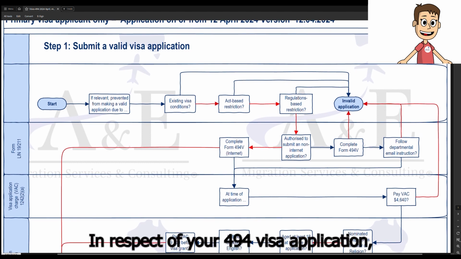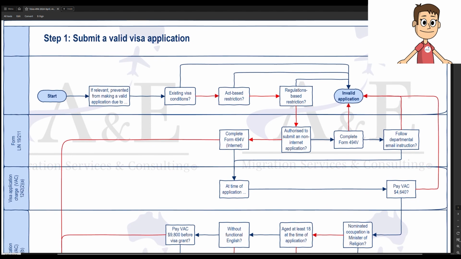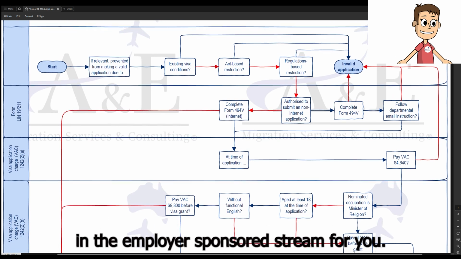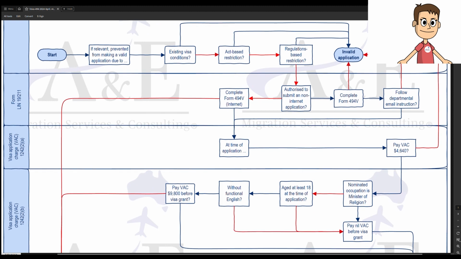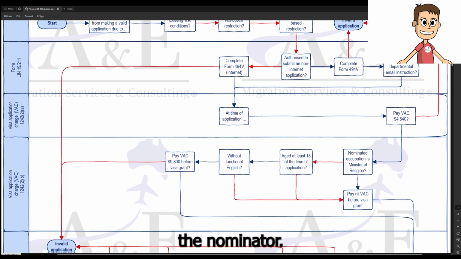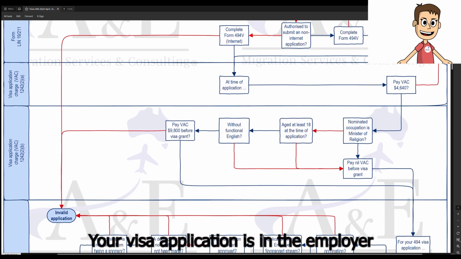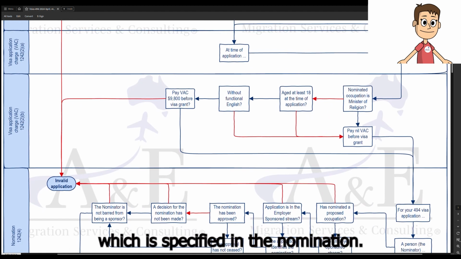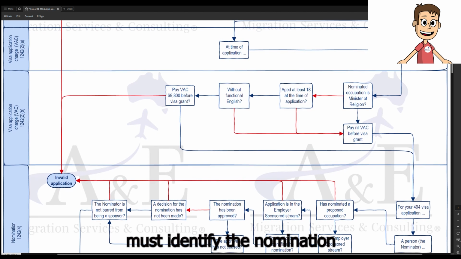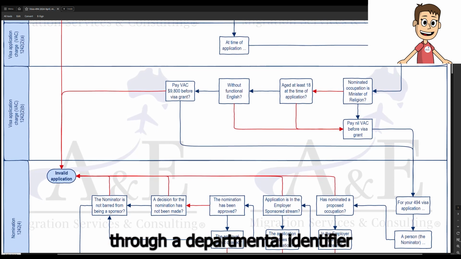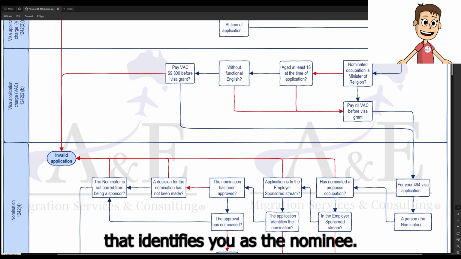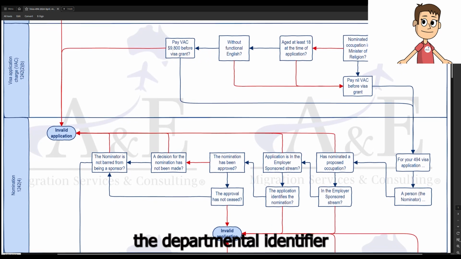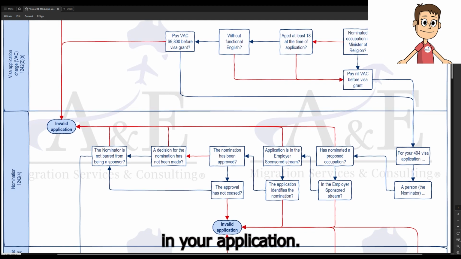In respect of your 494 visa application, a person must have nominated a proposed occupation in the employer-sponsored stream for you. Let's say we call this person the nominator. Your visa application is in the employer-sponsored stream, which is specified in the nomination. The application must identify the nomination through a departmental identifier for the nomination that identifies you as the nominee. You are required to provide the departmental identifier in your application.